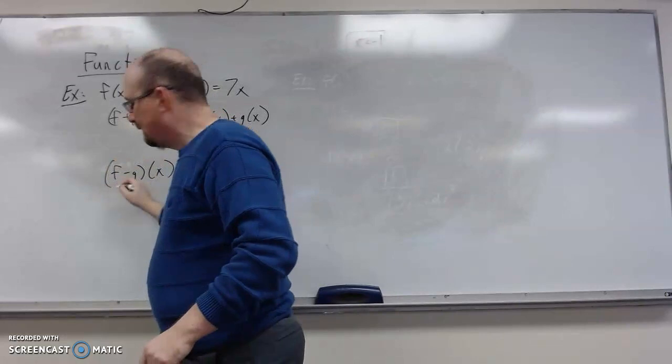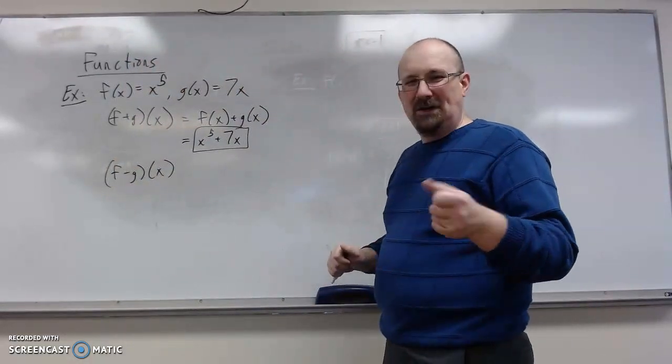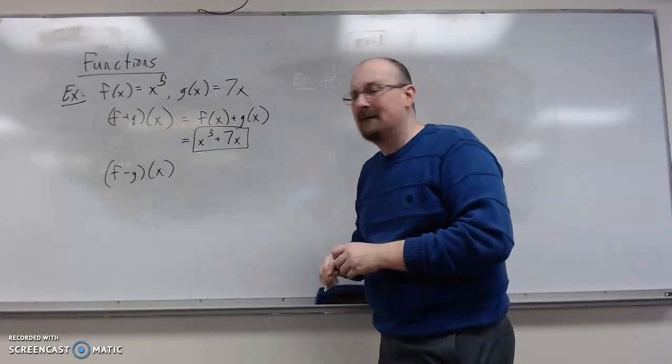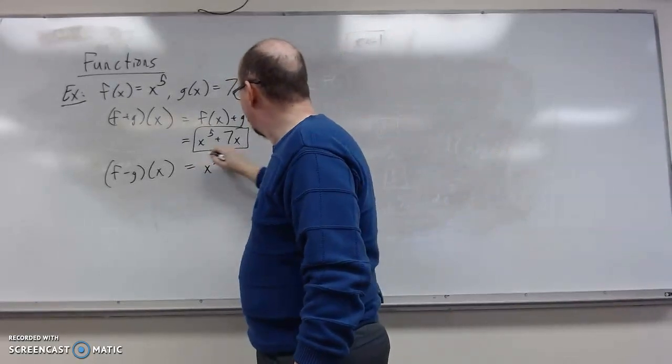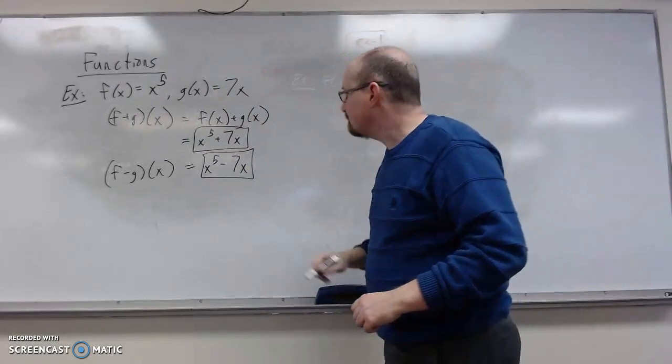By the same token, the next guy up asks, what about f minus g of x? And you're probably used to subtraction and addition behaving more or less the same way. So yeah, believe it or not, it's just going to be x to the 5th minus 7x for that guy.